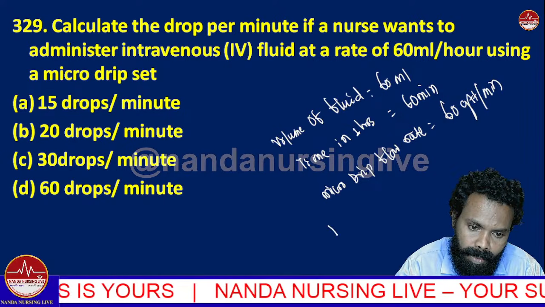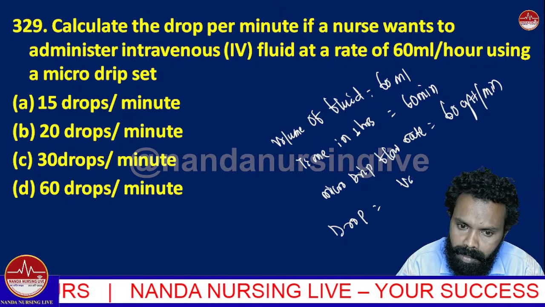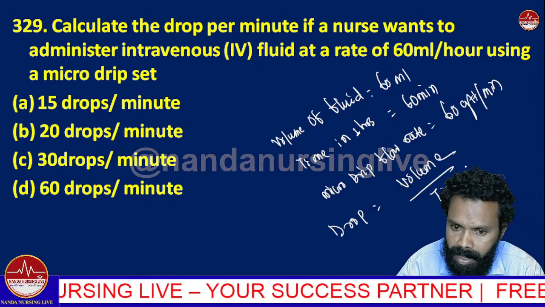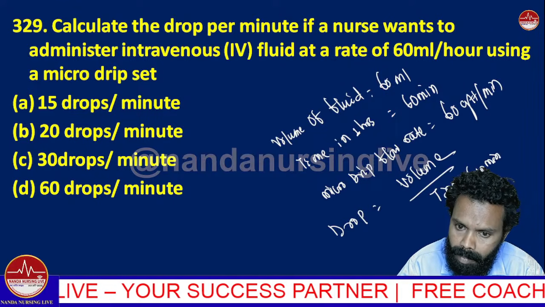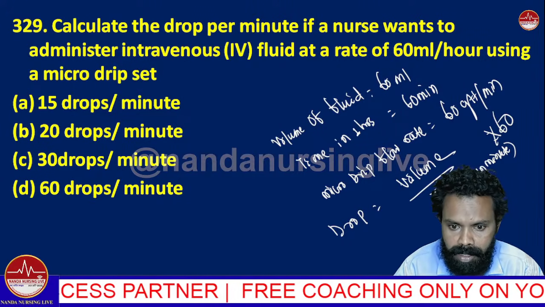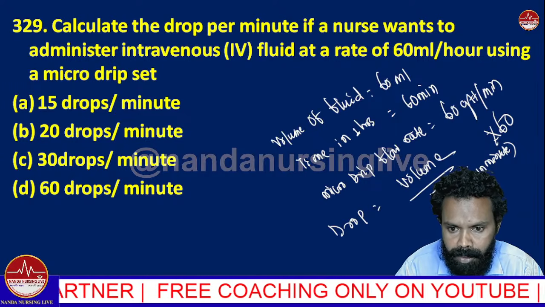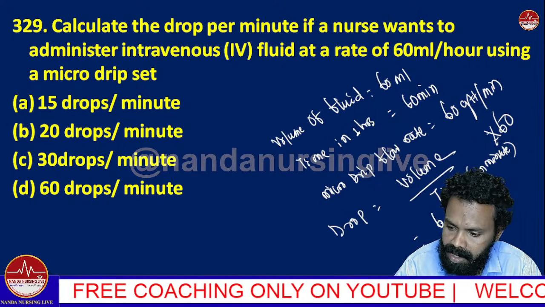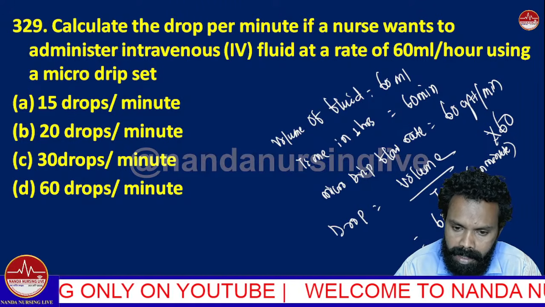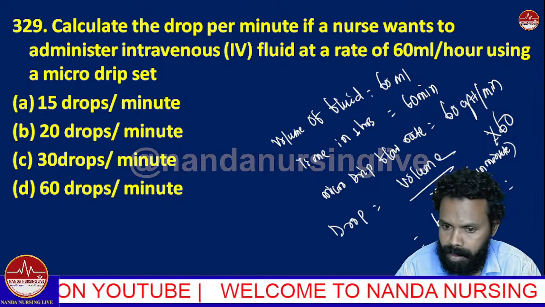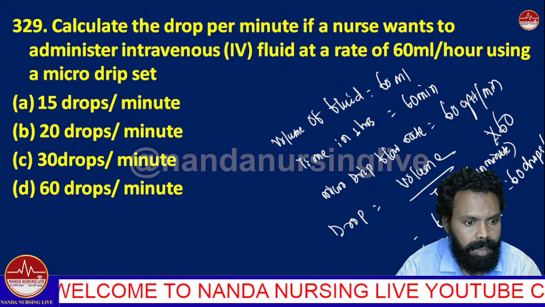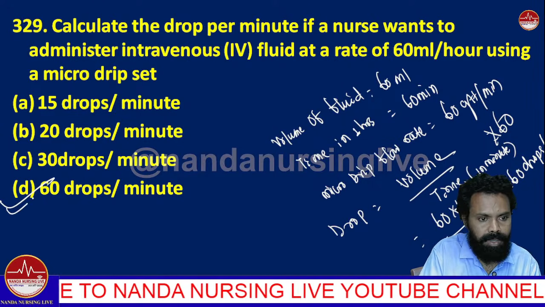So drop is equal to what? Volume by time in minutes, multiplied by the drop factor: total volume into drop factor divided by total time in minutes. So 60 into 60 divided by 1 hour equal to 60 minutes. So it is 60 drops per minute. So the correct answer is option D. Very good. Option D is the correct answer.